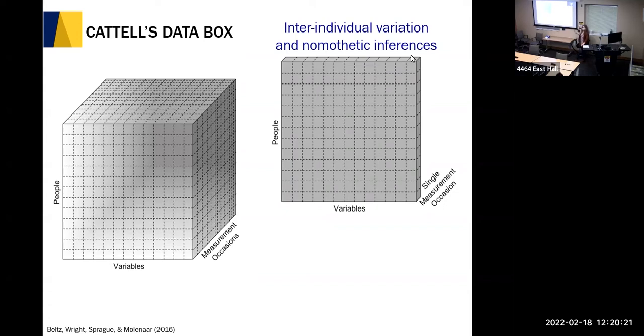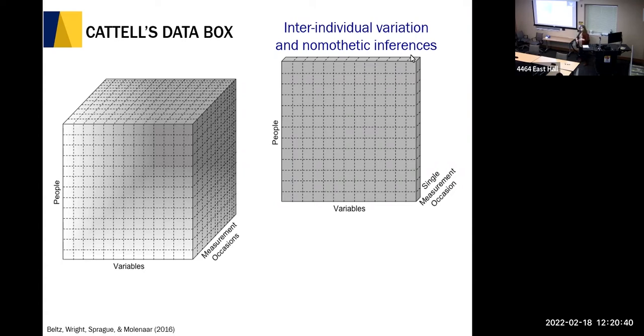But what if we return to this data box and take a different slice? What if we had the same variables and maybe a lot of people or maybe not, but a whole bunch of measurement occasions, not just two or three, like in traditional longitudinal work, even though that's great. But what if we had a whole bunch of measurements?